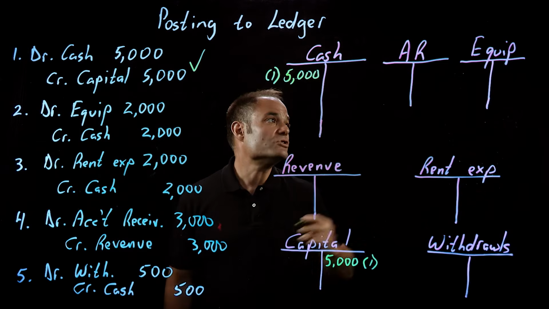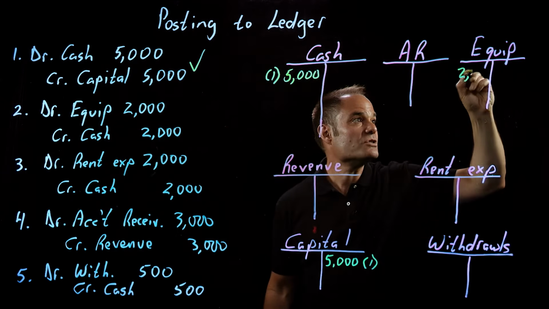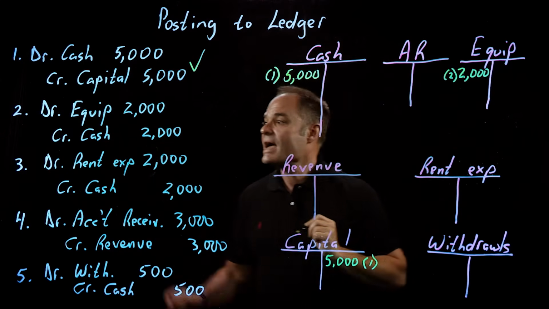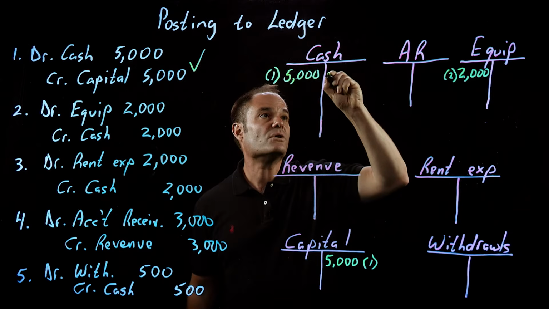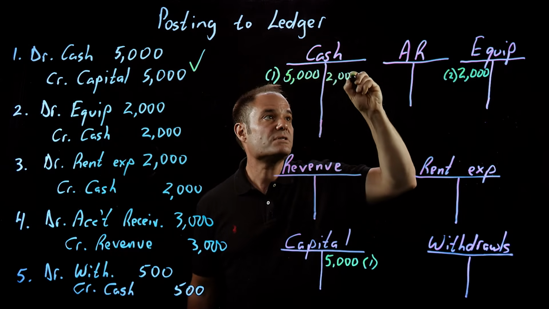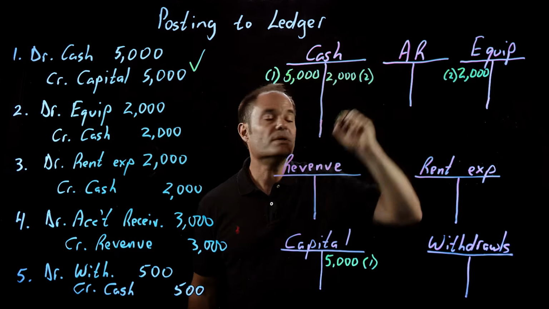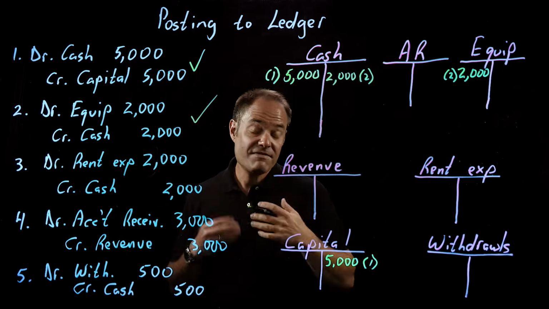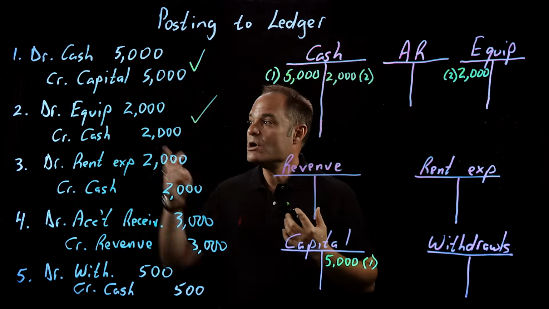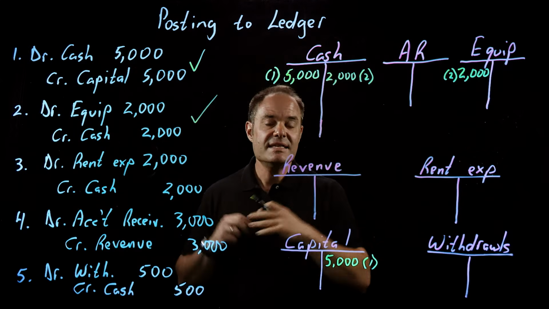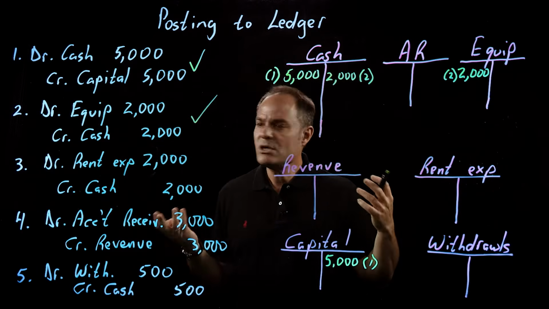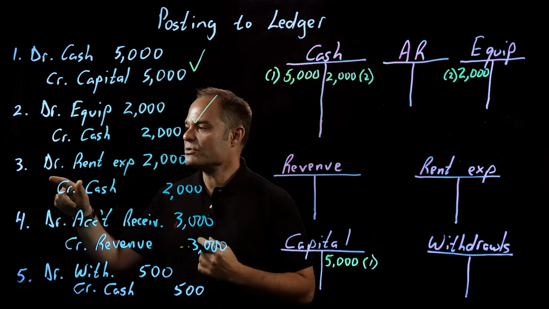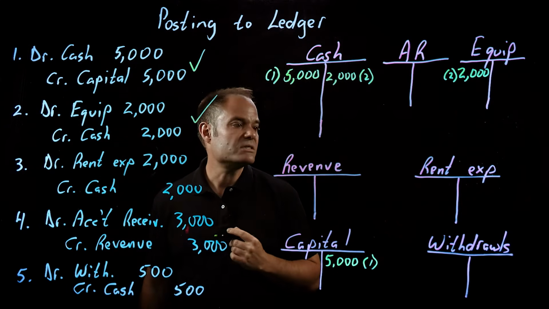So debit equipment, $2,000, 2,000, and I'll put a little 2. And credit cash, $2,000, 2,000, and a little 2. Nothing harder than that. That's all that posting is, really. And in fact, in a computerized accounting system, when journal entries are created, they tend to get posted immediately. But in the old days, when this was all done with paper and pencil, you had to go through this process. So debit rent expense, $2,000.